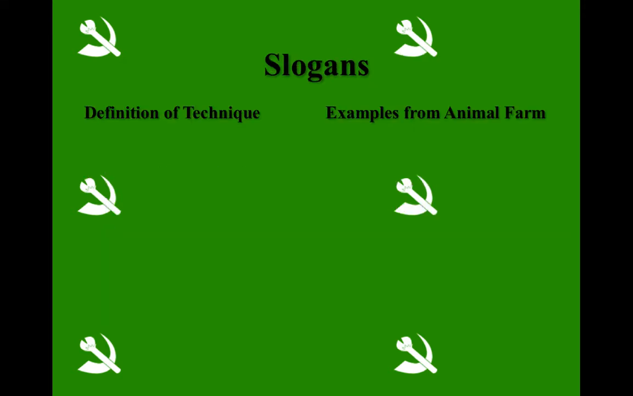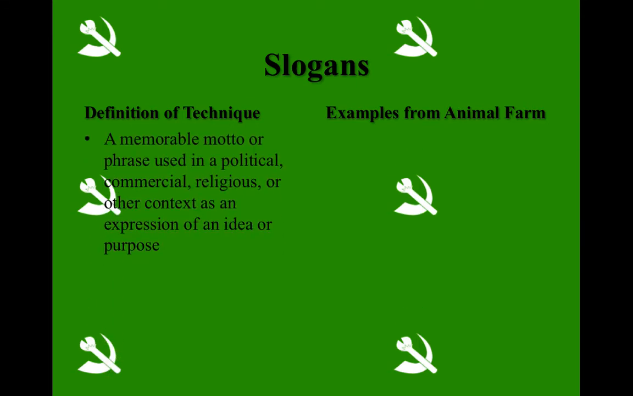Slogans are a technique used to create the argument, which is the propaganda. The definition of a slogan: a memorable motto or phrase used in a political, commercial, religious or other context as an expression of an idea or purpose. So this is a shortened idea. It is short, sweet, to the point.